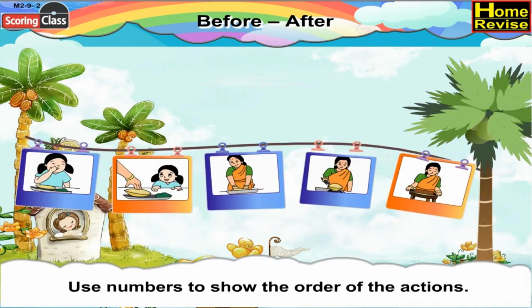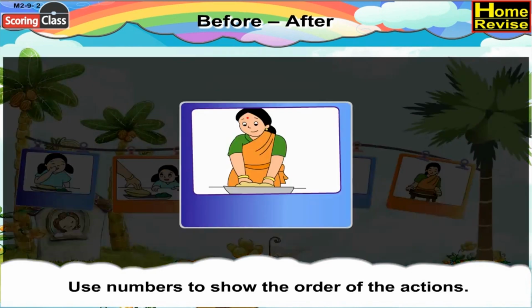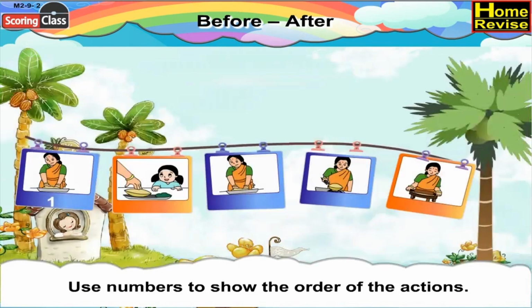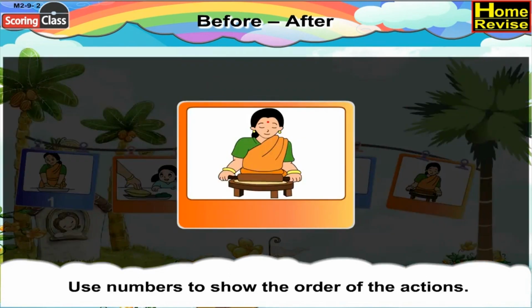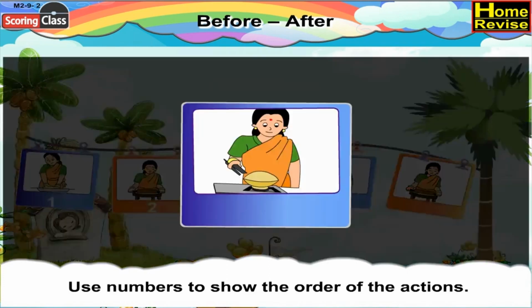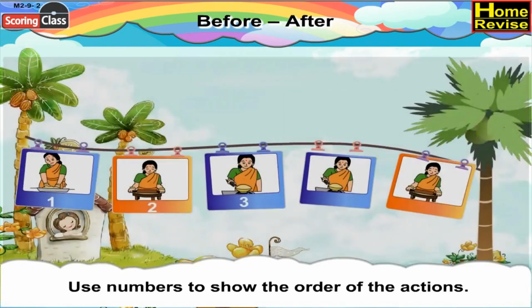Here comes another set of pictures. Do you want to eat roti? Well, first your mama will knead the dough. So let us mark it as 1. Now with the help of a rolling pin and a chakla, she will make a round chapati. So let us put it as 2. Now with the help of a gas stove, she'll make the chapati ready. That will be number 3.